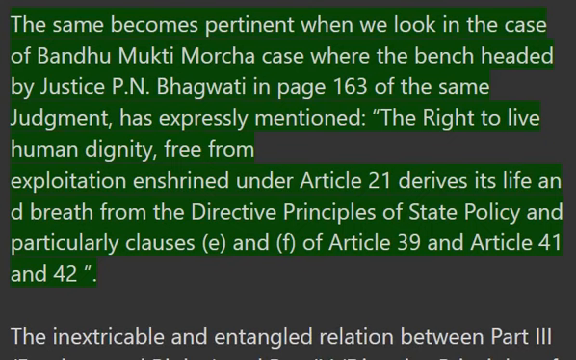The same becomes pertinent when we look at the Bandhu Mukti Morcha case, where the bench headed by Justice P. N. Bhagwati, on page 163 of the same judgment, has expressly mentioned that the right to live with human dignity, free from exploitation enshrined under Article 21, derives its life and breath from the Directive Principles of State Policy and particularly clauses E and F of Article 39 and Articles 41 and 42.